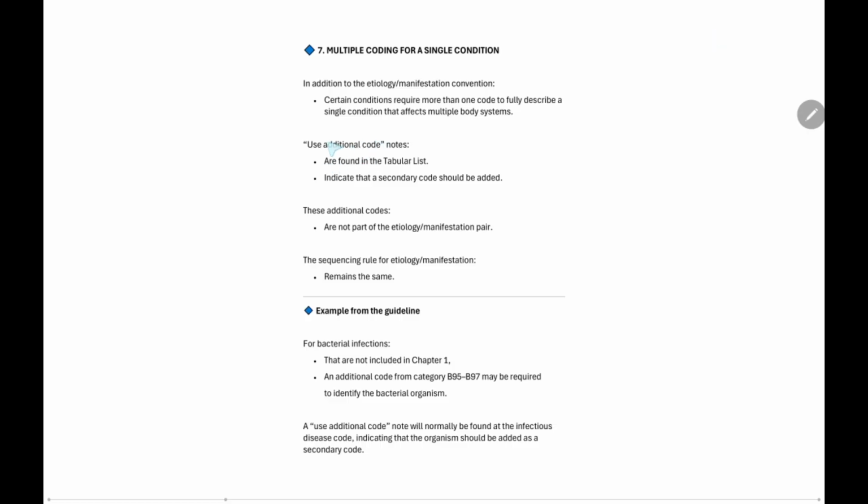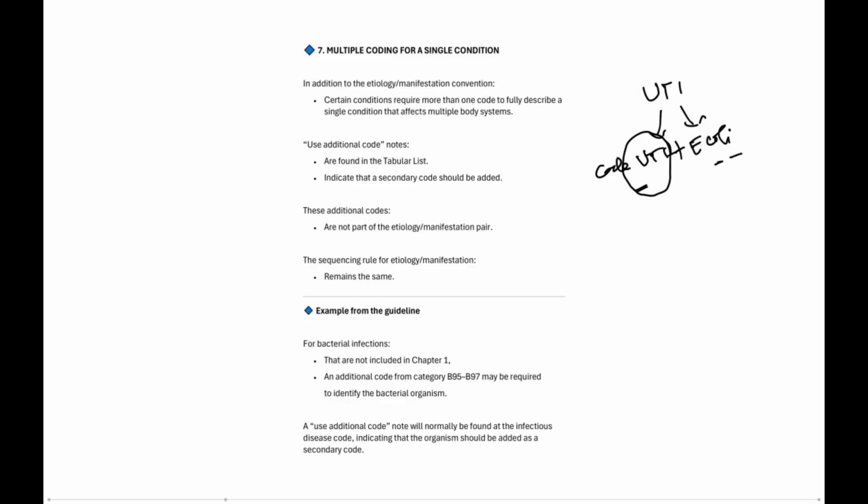Then next, what we will see here: use additional code for that, and these additional codes are not part of the etiology pair. The sequence rule for etiology remains the same. So meanwhile we are learning the sequence rule also here. Multiple coding for a single condition. UTI is the single condition. After study we code UTI plus E. coli. It is causing the UTI. It is a secondary code that should be added. So what is the sequence here? The main cause or the definitive diagnosis? Obviously the definitive diagnosis. So it remains the same, okay.